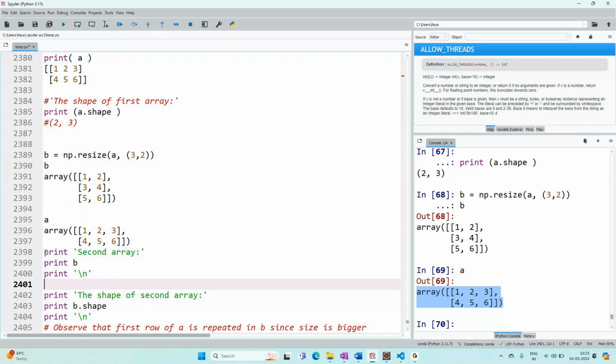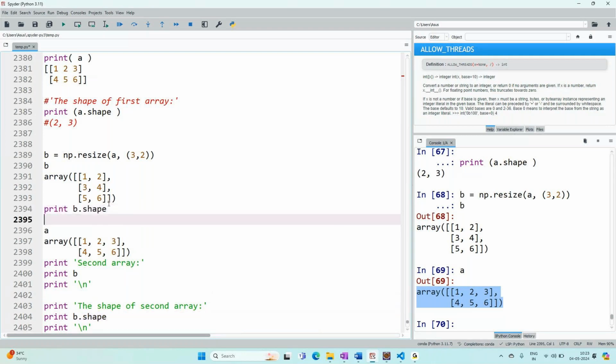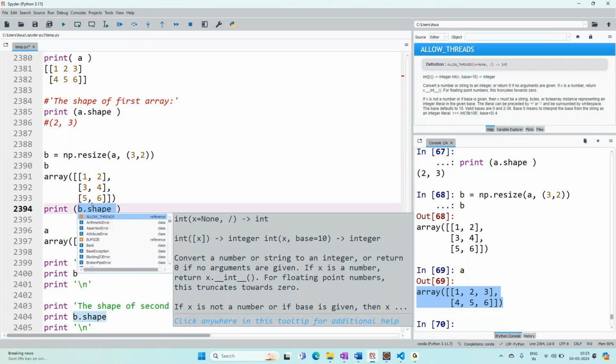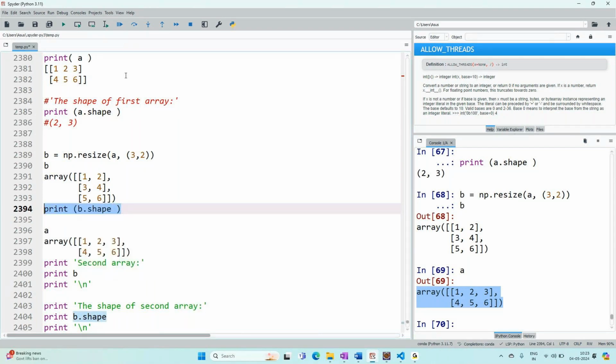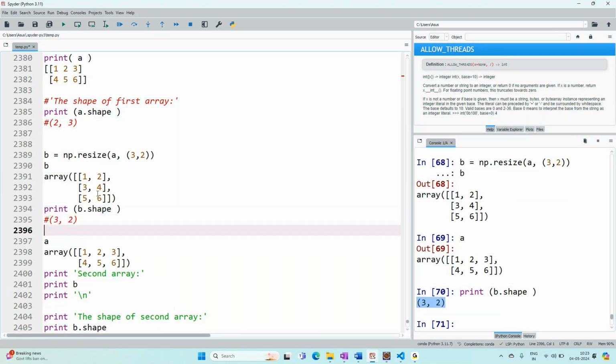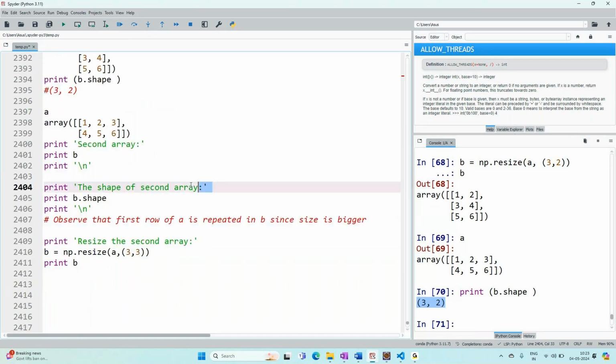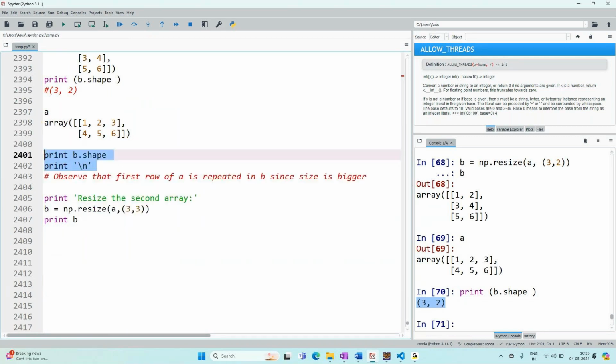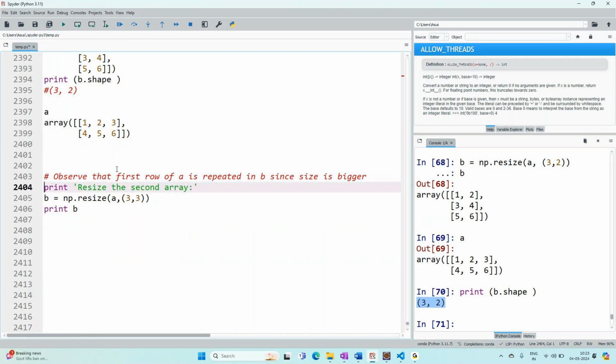What is the shape of B? 3 by 2. So we have resized it, yes or no? We have resized it. Okay, super. Now the shape of the second array and all is not required, because we did that there. Now we are trying to resize the second array.